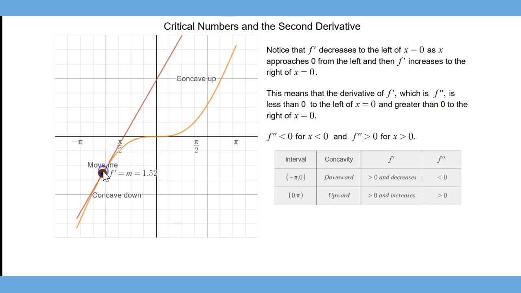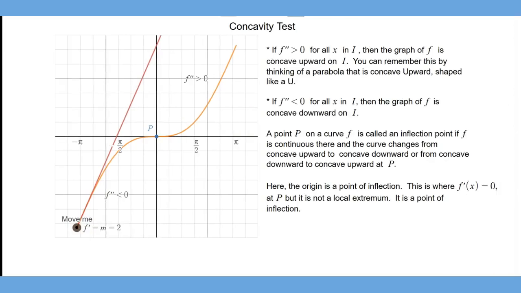Notice that to the left of the y-axis, where it's concave down, that first derivative is decreasing, which means that the second derivative is less than 0. And to the right of the y-axis, where it's concave up, those slopes, the tangents, are increasing. So the second derivative is greater than 0. That leads us to yet another test, the concavity test, which deals with the second derivative. If the second derivative is positive on an interval, then the graph is concave up on that interval. And if the second derivative is less than 0 on an interval, then the graph is concave down there.